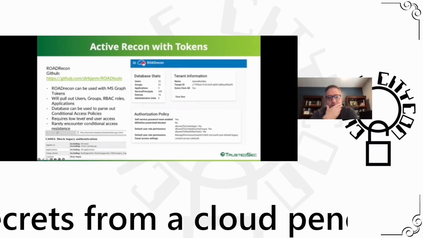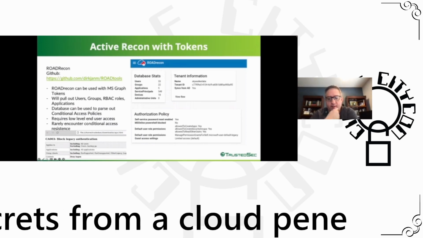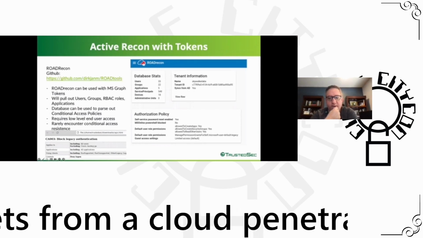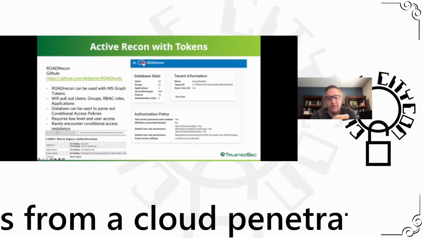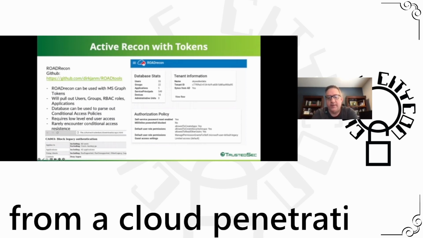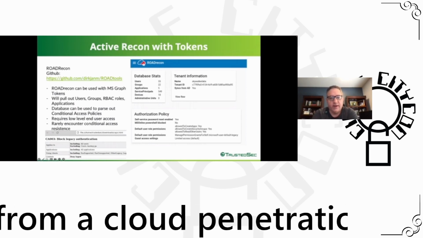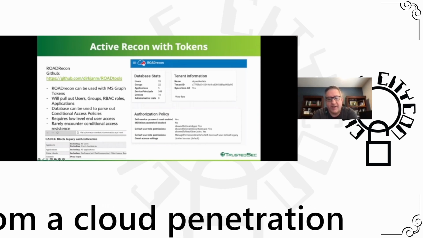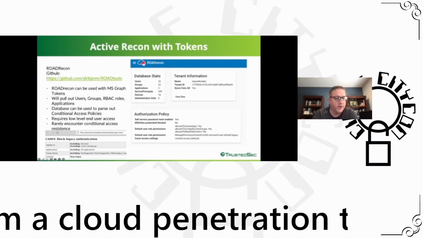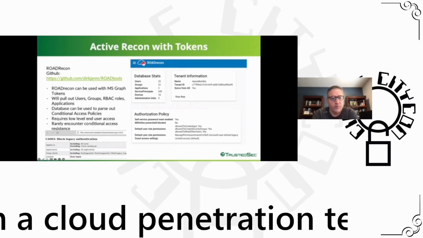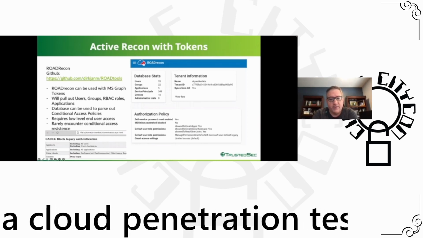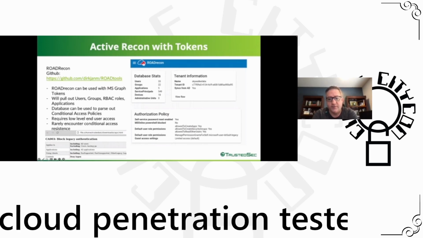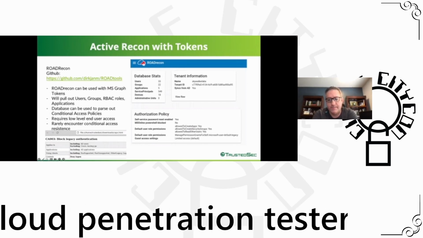So once you have a token, what does an attacker do with it? One of the attacks that I like to do for active recon is reuse it with ROADtools. There's a package in there called ROADrecon. And what ROADrecon does is, within a matter of a few minutes, if you have a low-level account, that token will bypass MFA.